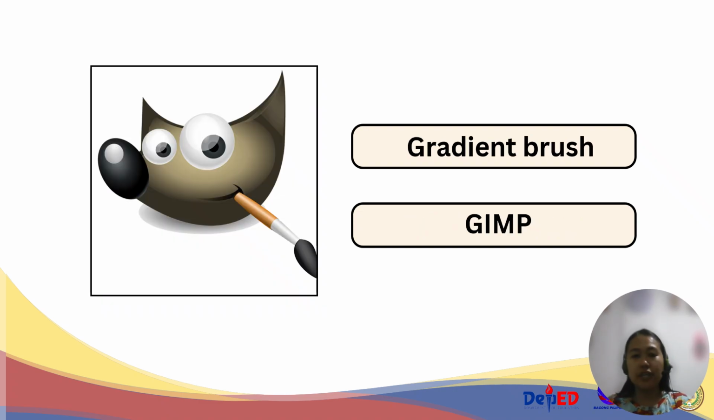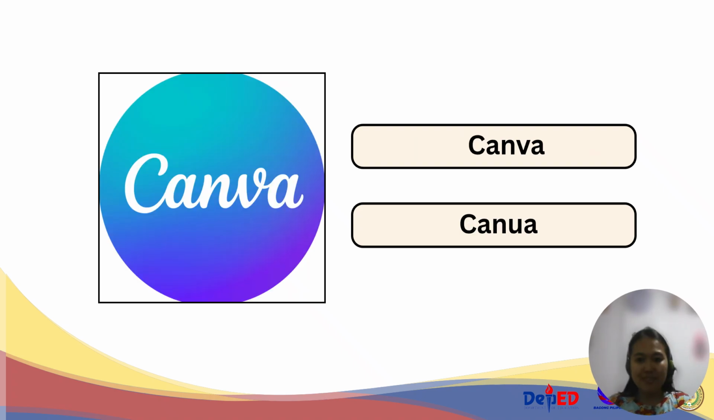Next, we have here the GIMP. So GIMP actually is like Adobe Photoshop. The difference is that it is free to download and install in your device or your computer or laptop. How about this one? It is Canva.